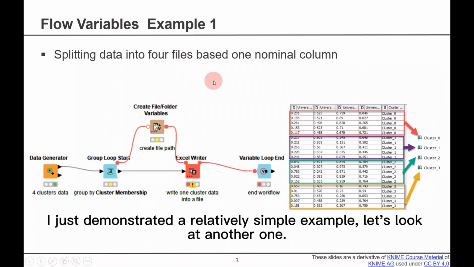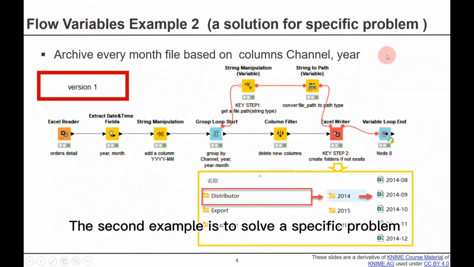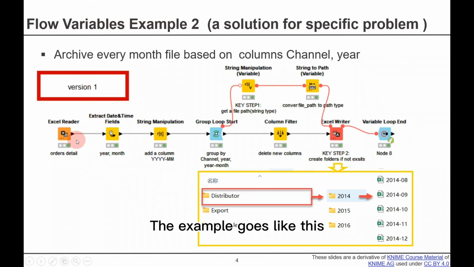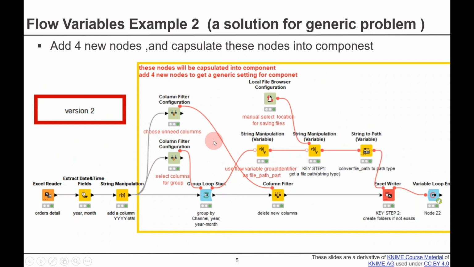I just demonstrated a relatively simple example. Let's look at another one. The second example is to solve a specific problem. The example goes like this. We have order data. There is more order data. We hope to distinguish the order data over the years by channel.